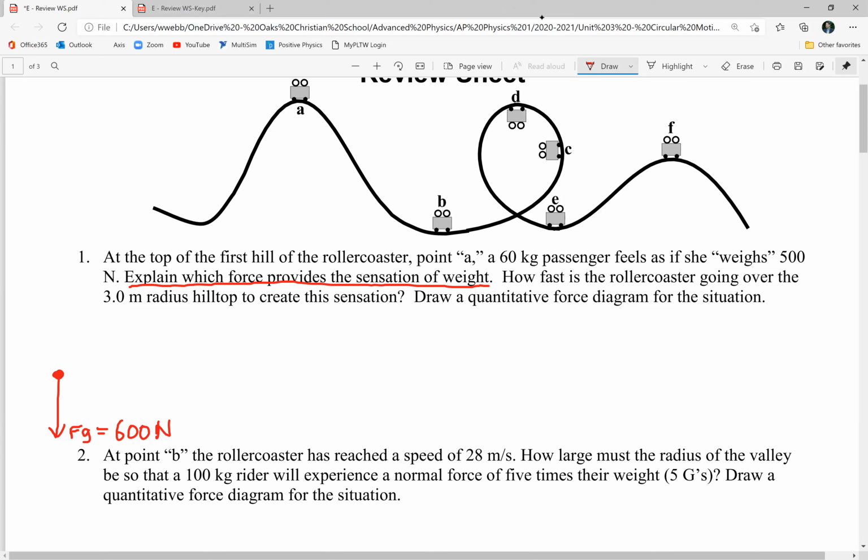Now, in the middle of the question, it says, explain which force provides the sensation of weight. So it's kind of worded funny. I think what they're trying to ask is, when we talk about how your weight feels different at different points, that's really your apparent weight. What's the more scientific name for that force? Normal force. Good. So what's her normal force? 500. Good.